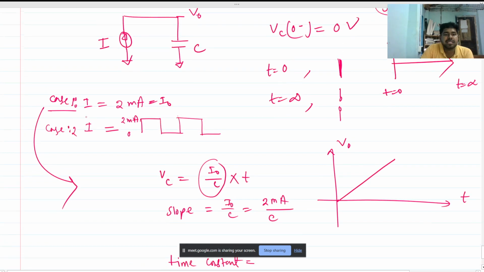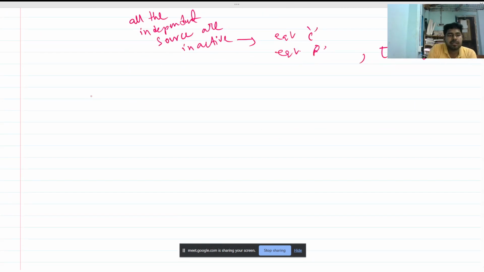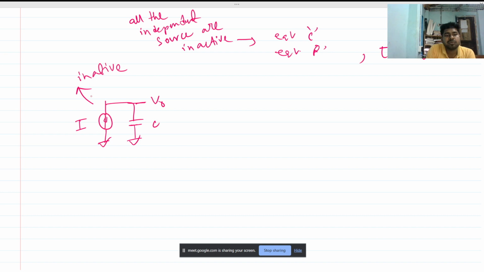Now for this case, this is our circuit, right? We know that these are ideal independent sources. So for an independent current source, to make it inactive, it becomes an open circuit, right? So this will be our equivalent circuit to find the time constant. So this is an open circuit. What is the equivalent capacitance here? The equivalent capacitance is nothing but this C only.